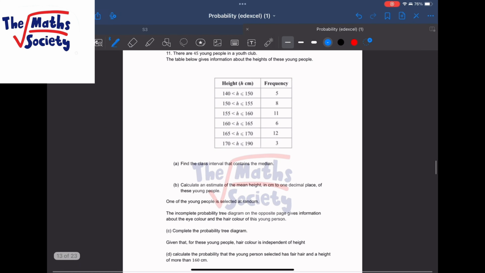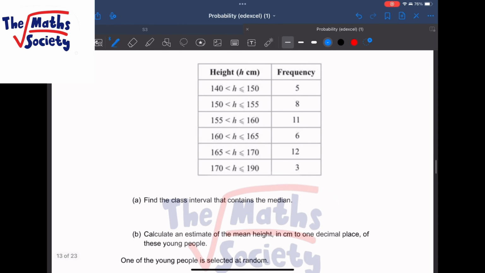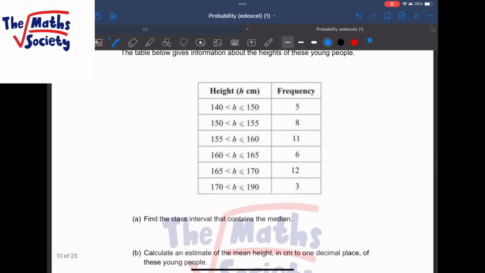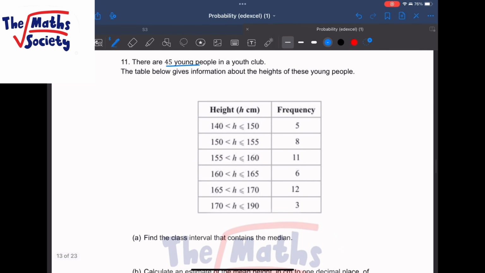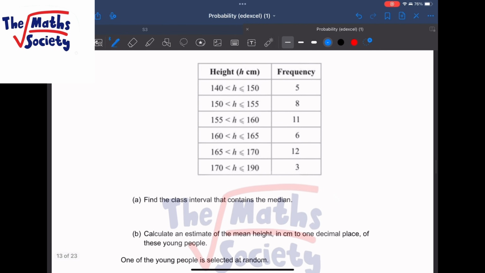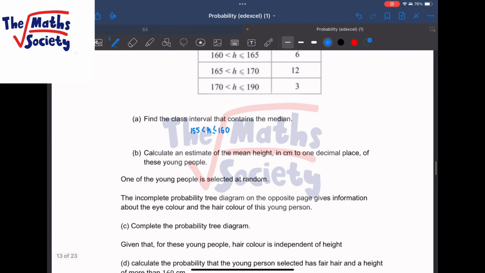Okay, question 11. It says that there are 45 young people in a youth club. Find the class interval that contains the median. So for the median, we know there are 45, so if you divide by 2, that is 22.5, close to 24. So it should be in the interval here, which is 155 to 160.